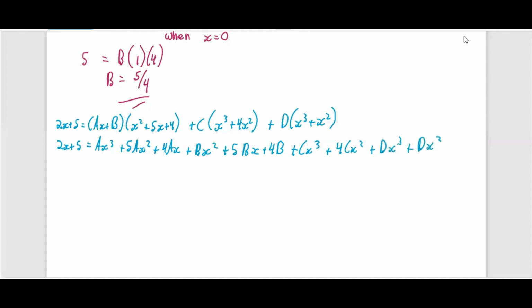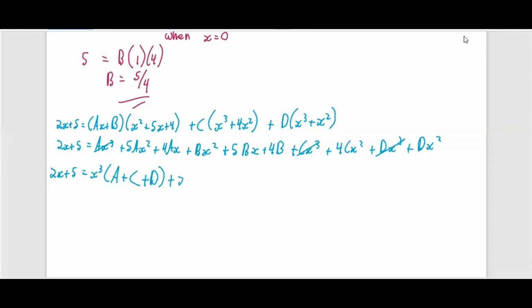All right, so now at this point, we need to group like terms. So the 2x plus 5 will stay just so. Group all the x cubes. So x cubes now, we have a crossed out, going down, going down, going down, going down. We have c crossed out, going down, going down. We have d crossed out.